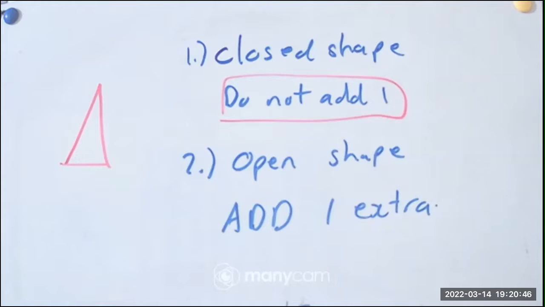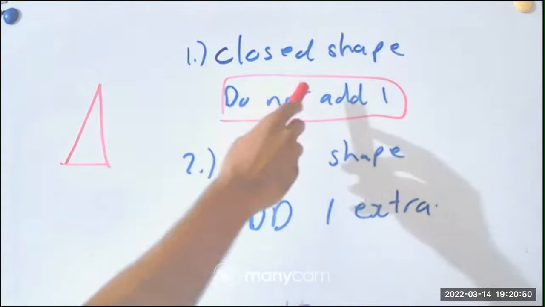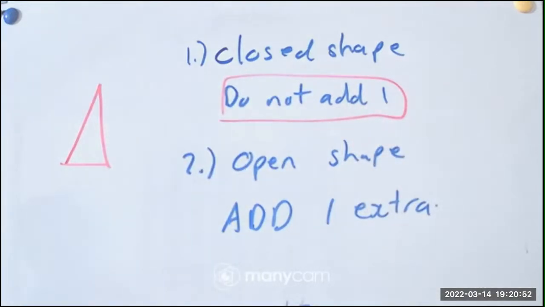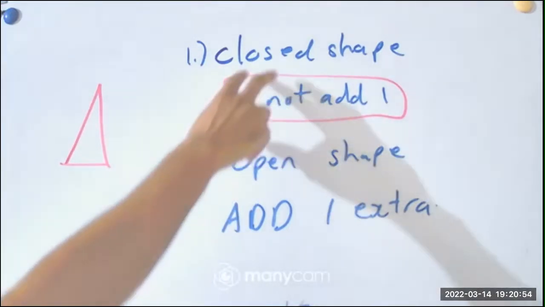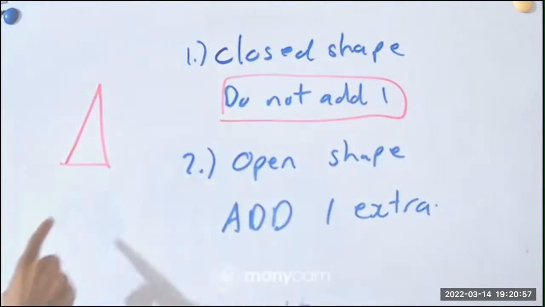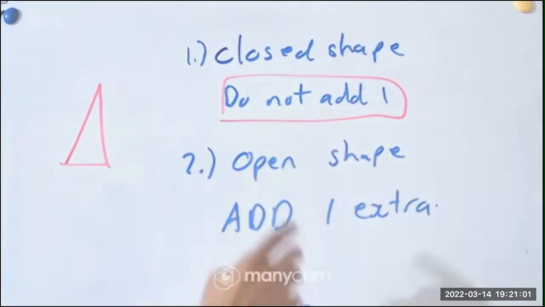Okay, great. So this is how to remember it. Closed shape, when we're talking about fencing or putting the number of posts, if it's a closed shape like this, everything is kept together by lines. You do not add 1. Open shape, you will always add an extra 1.